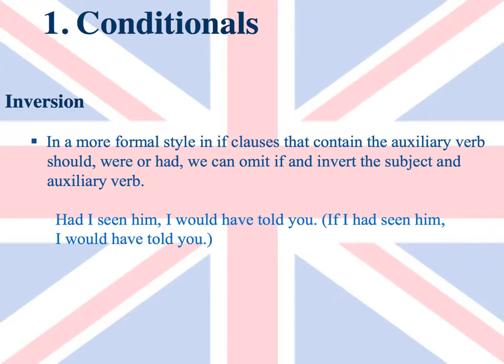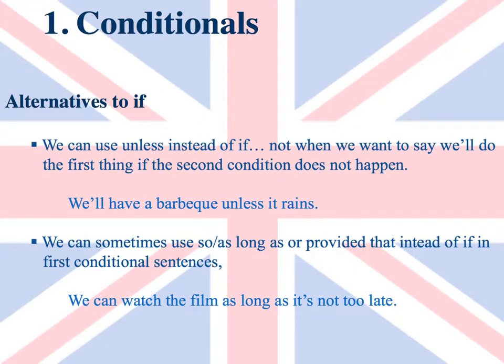Let's look at the inversion. In a more formal style, in if clauses that contain the auxiliary verbs should, were, or had, we can omit if and invert the subject and auxiliary verb. Had I seen him, I would have told you. The normal way is, if I had seen him, I would have told you.